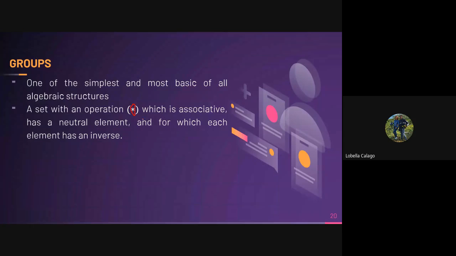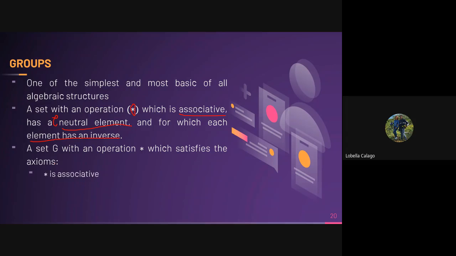Kailangan ay may operation po siya, which is associative, has a neutral element. Ano yung neutral element last meeting? Which is E. And for which each element has an inverse. Alam natin, di ba, pag may neutral element E, automatic po siyang may inverse, pero kailangan nyo pa rin i-prove na yung inverse na yun is commutative. A set G with an operation satisfies the axioms. Ito yung mga kailangan niyang i-satisfy so that that set na may operation can be called a group. Kasi pag hindi niya na-satisfy yung axiom na yan, therefore, that set with an operation is not a group.